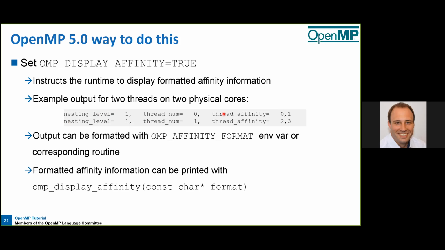So this could be an example output. We have a nesting level of 1, which means how many nested parallel regions there are. Then we get the OpenMP thread IDs, and then we have the thread affinity printed out for each thread.